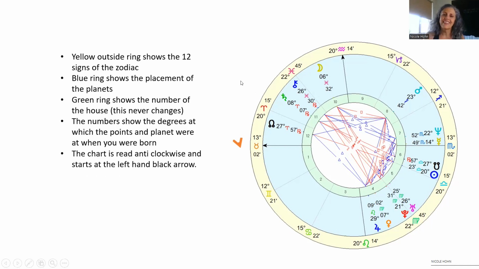Now, the interesting thing here is a natal astrology chart is read anti-clockwise. We're used to reading left to right, and we're probably used to reading a clock that goes clockwise. Well, this actually goes anti-clockwise. So you start from over here where this little black arrow starts. That's the starting point of the chart, and you work your way around the chart back to the beginning.